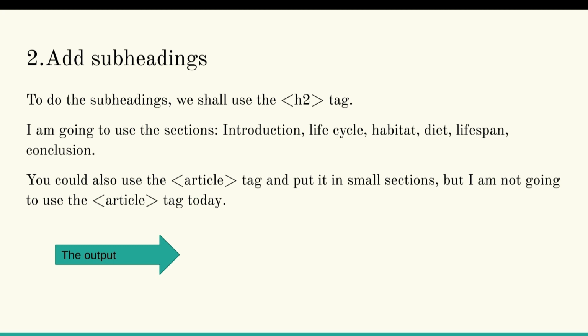Then you will add the subheadings. To do the subheadings, we should use the heading 2 tag. I'm going to use the following sections: an introduction, a life cycle, habitat, diet, lifespan, and conclusion. You could also use the article tag and put it in small sections, but I'm not going to use the article tag today for the sample essay. So this is the output so far.